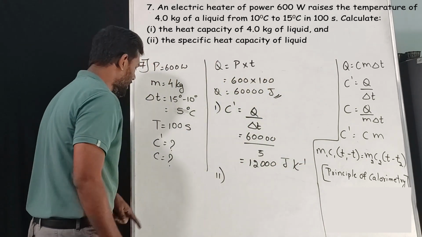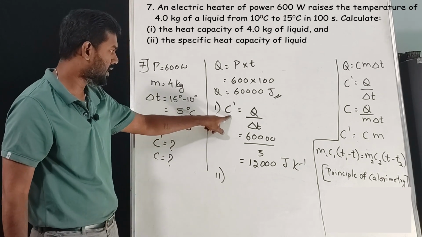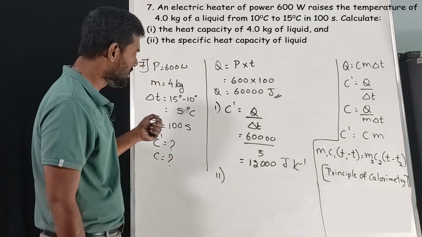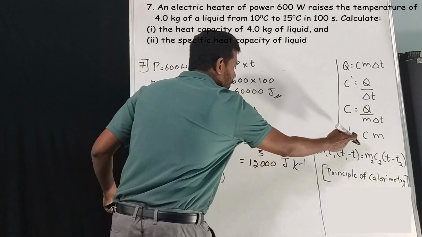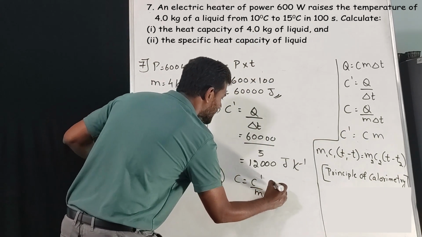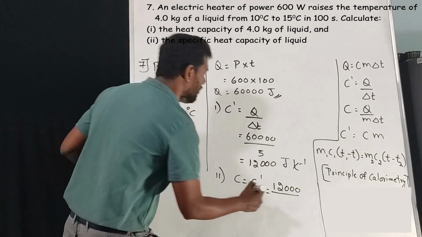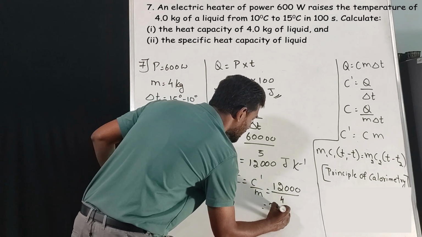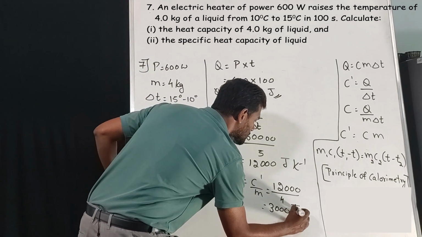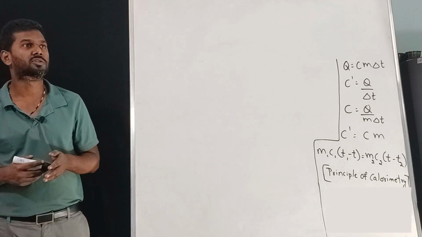And second, we are going to find C, that is nothing but specific heat capacity. You can use this formula or you can use this formula. Any formula, you will get the same answer. Now we'll use this formula only because we have only two terms. So C is equal to C dash by M. C dash, that is 12000 by M. What is M? That is 4 kg. So the answer will be 3000. And what we are finding? C. What is the unit of C? Joules per kg per Kelvin. That's it.